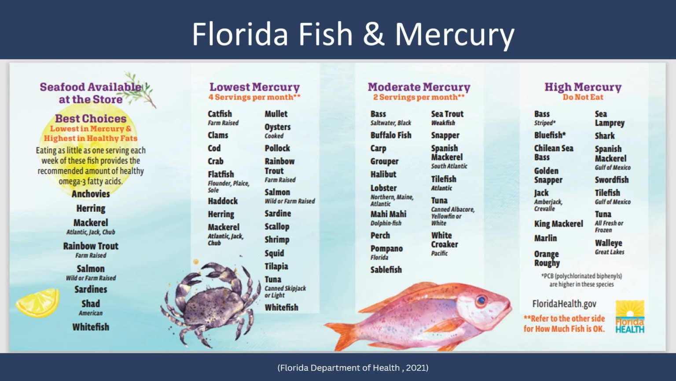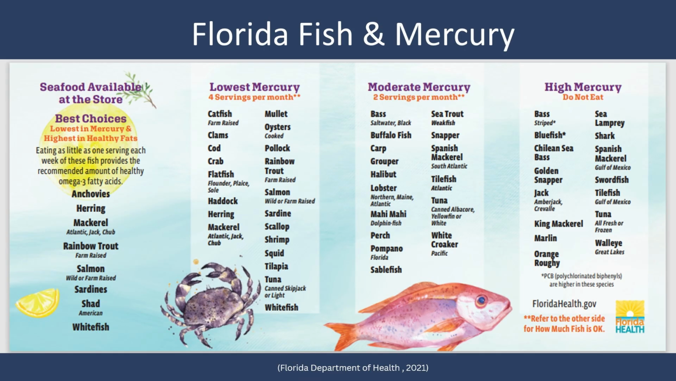In Florida, mercury in certain fish species can pose neurodevelopmental risks, especially in pregnant people and children. State guidelines provide species-specific consumption advice, and we can see that in this particular image from the Florida Health Department. There's a list of different best options, basically. We have the low in mercury, highest in healthy fats. So these are recommended ones, including anchovies, herring, mackerel, rainbow trout, salmon, sardines, shad, and whitefish.